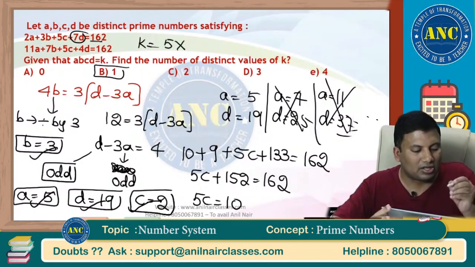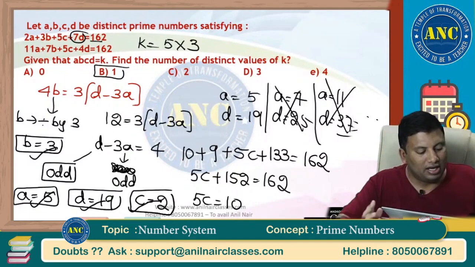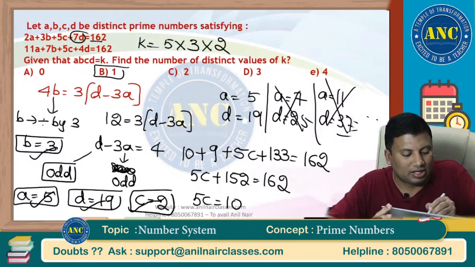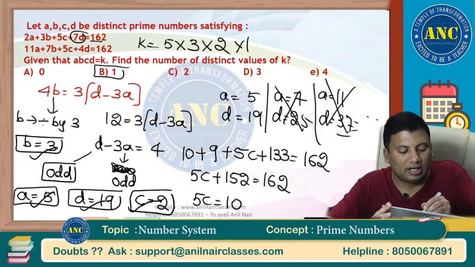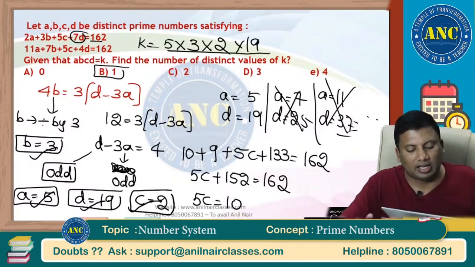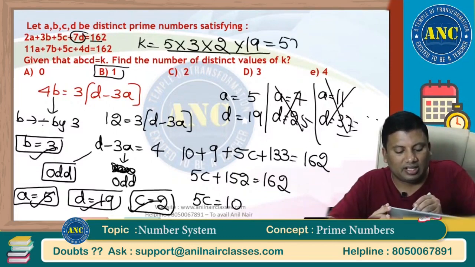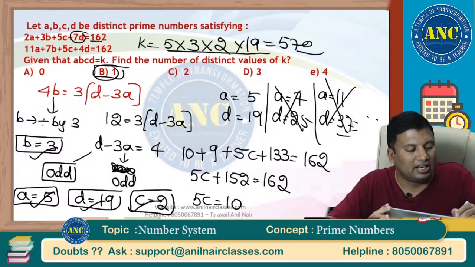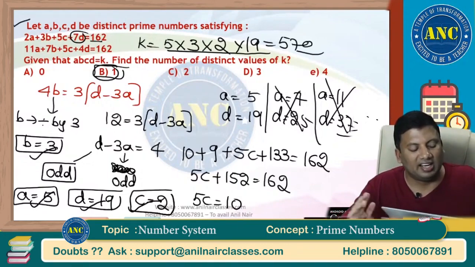Seems like a complex question but very easy. B is 3. C is nothing but 2. And D is nothing but 19. K value is nothing but 570. So one value only it is taking. I hope this idea is clear.